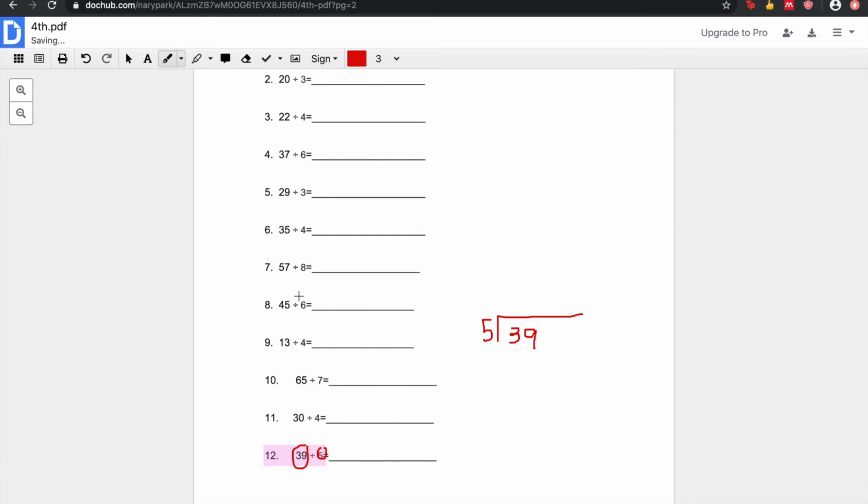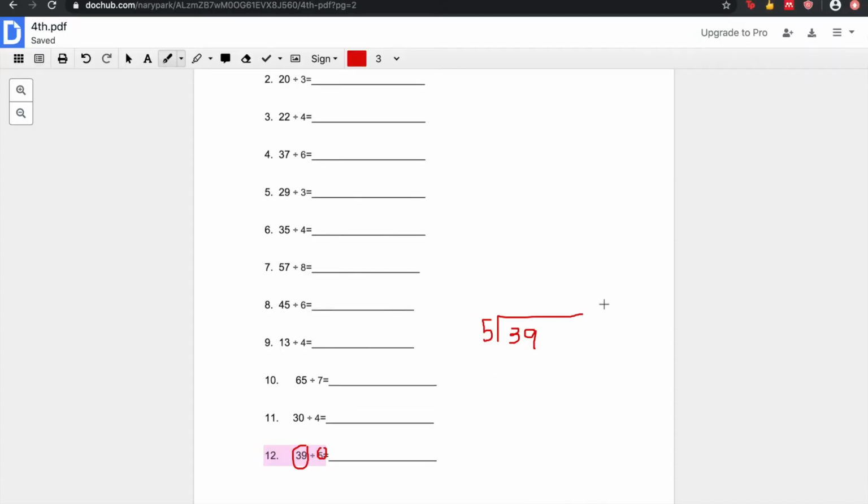It's always a rule. The first number is inside the doghouse. The second number is outside. Okay, now that we have our doghouse, we can just go ahead and divide. We're trying to find how many times 5 can go into 39.